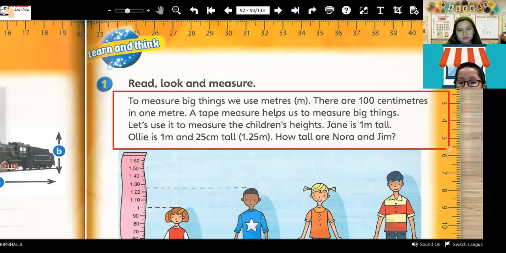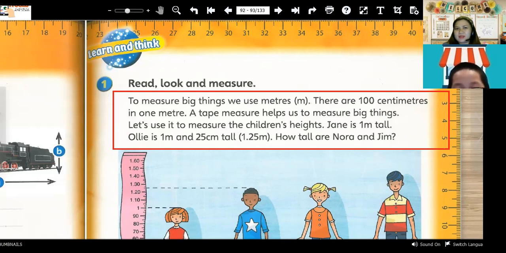Jane is 1 meter tall. Ollie is 1 meter and 25 centimeters tall. How tall are Nora and Jim? Okay, so there you go.